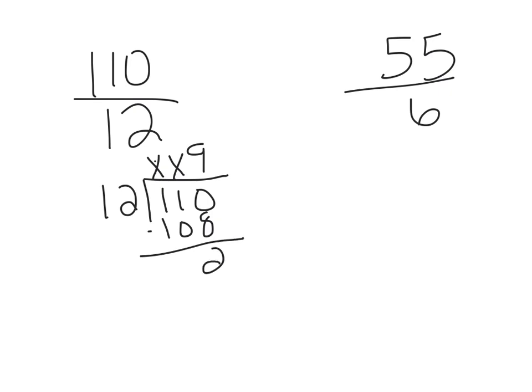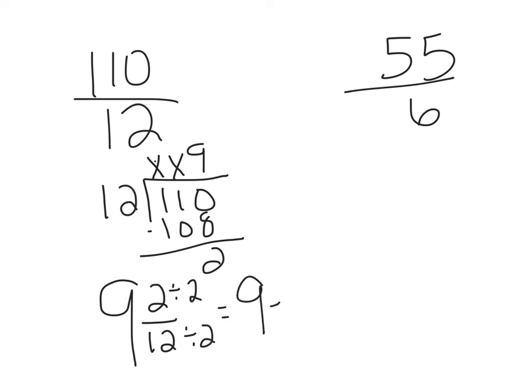And I can make my mixed number with that. I have 9, 2's left over, and 12's out on the bottom, the denominator. But notice the top and the bottom are still even. So then I have to divide by 2 and divide by 2. And I have 9 and 1/6. So that's that way. If I cross reduce first, I still have to do this division problem.